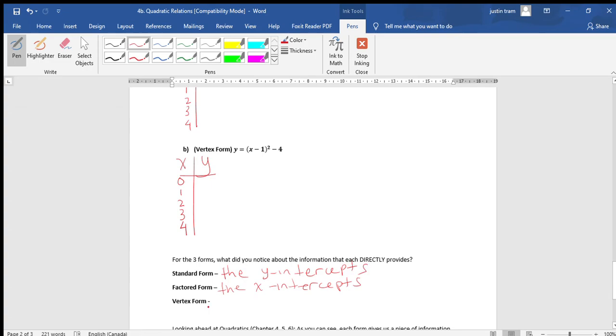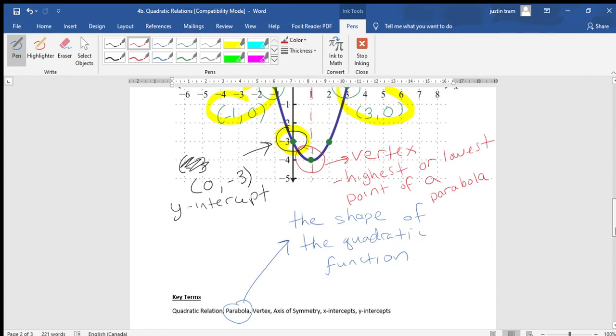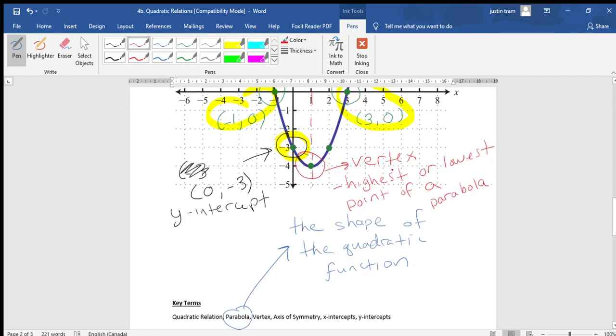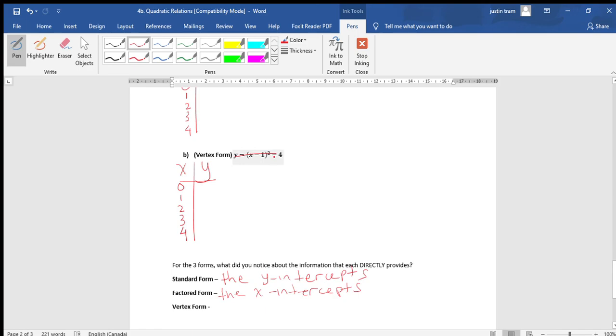Okay. And last but not least, vertex form. The name itself kind of gives it away. What did we say the vertex was again? Let's scroll back. The highest or lowest point of a parabola. Well, in this case, what is our vertex? Well, our vertex here is 1, negative 4. So the vertex was 1, negative 4. Let's scroll down. Here's the vertex form. Oops. 1, negative 4. The vertex form gives us the vertex. Okay.